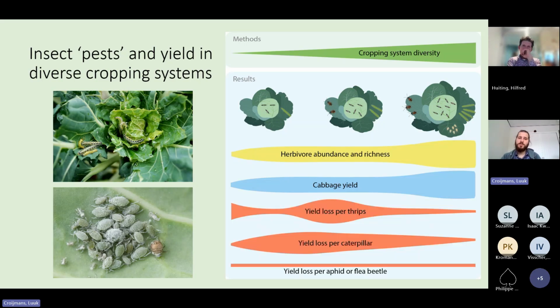And what we found was when we analyzed how the insects and the yield kind of linked together, is that we saw a lower yield loss per trip and a lower yield loss per caterpillar that we found on there in this really diverse cropping system. So even though there were more herbivores, we believe that, for example, they were actually controlled by natural enemies over the season, and then they cannot do as much damage as they would otherwise do in a more simple system. So in a way, these systems create a bit more resilience in that system. So that's what I try to kind of visualize here a little bit.